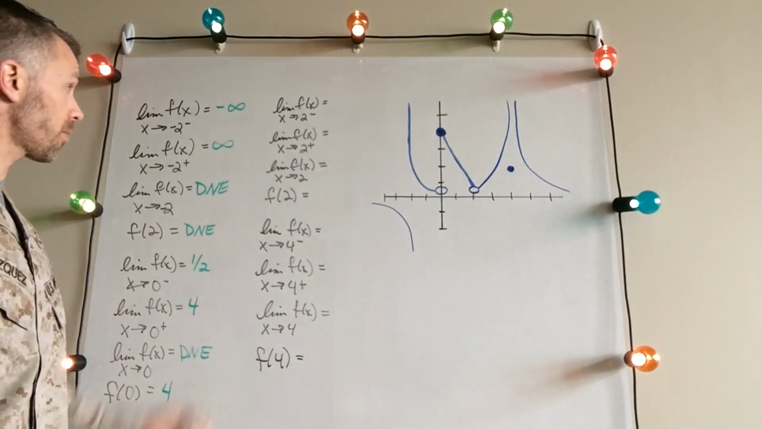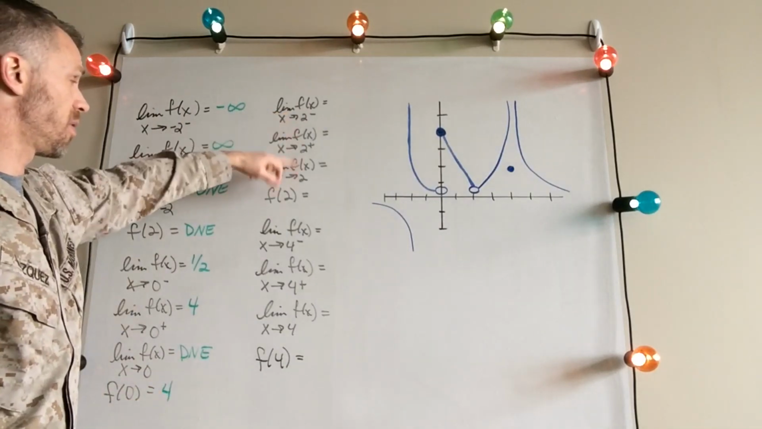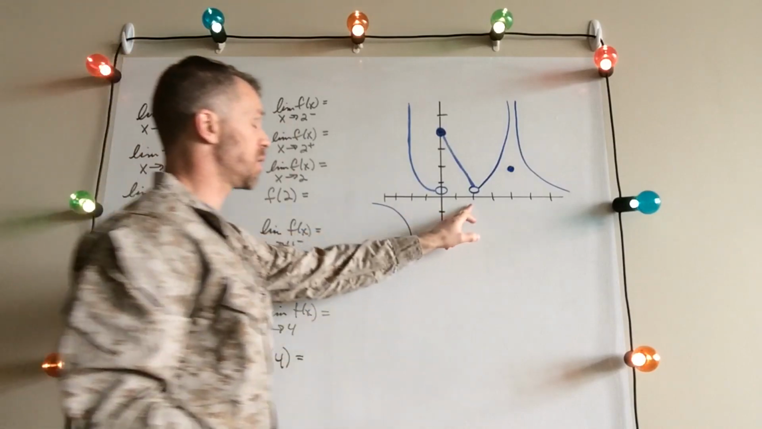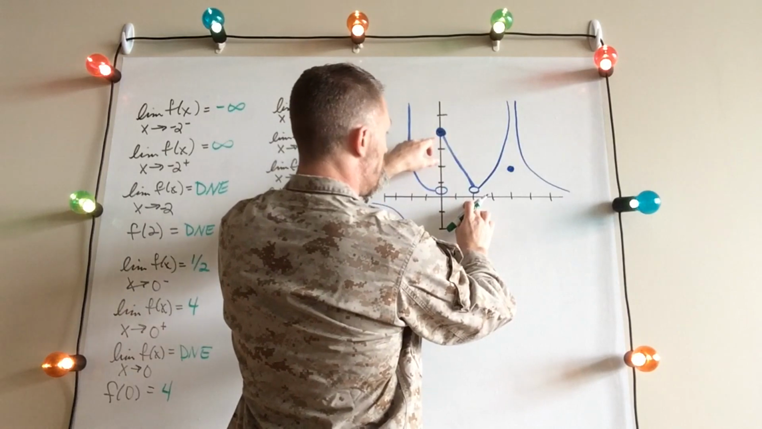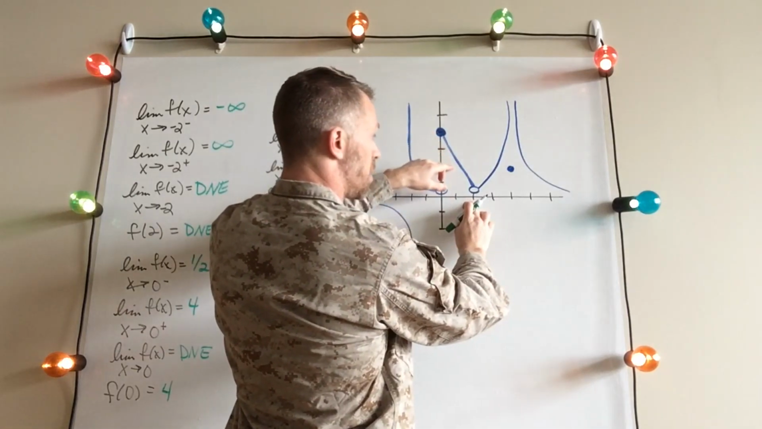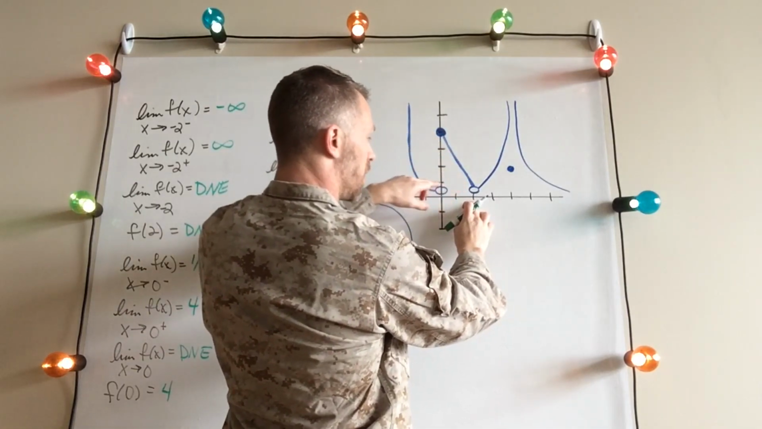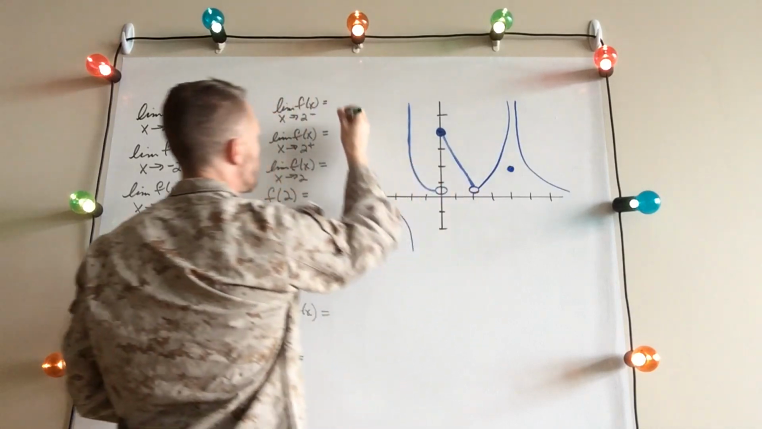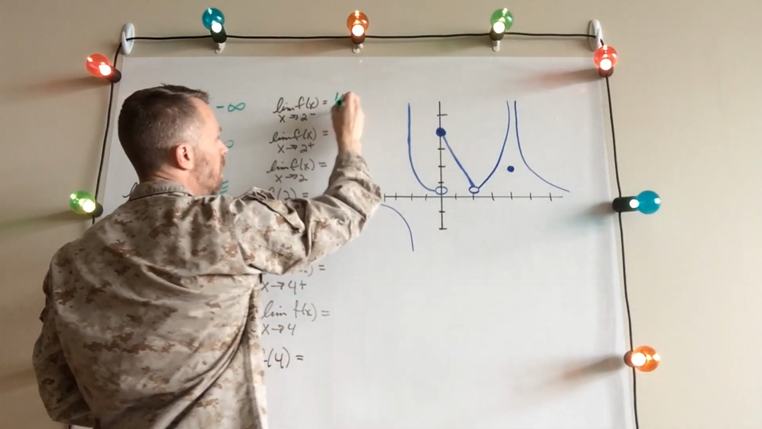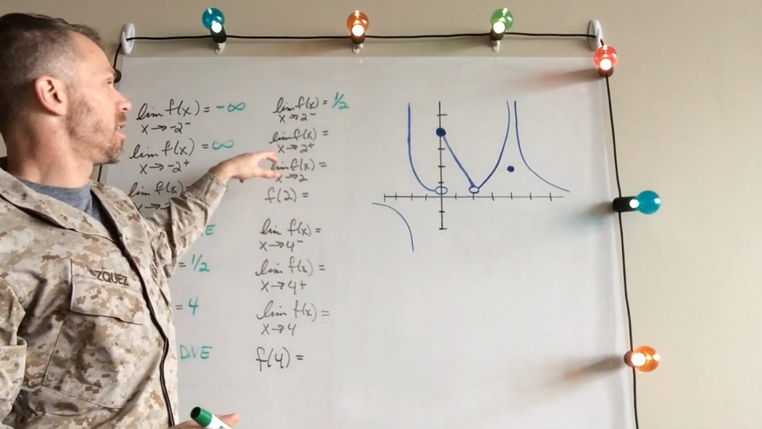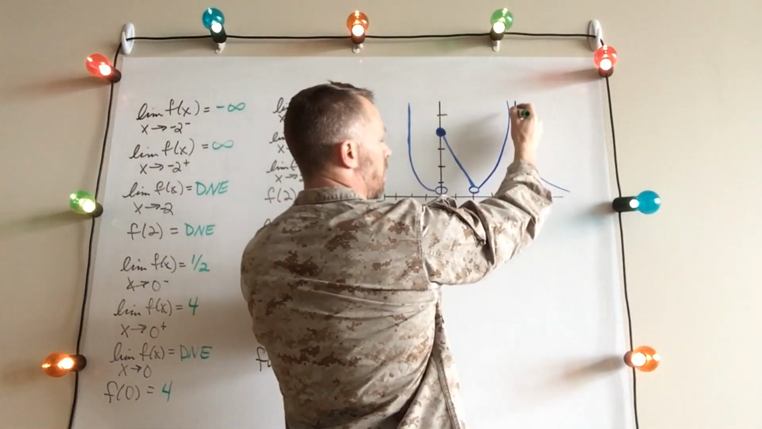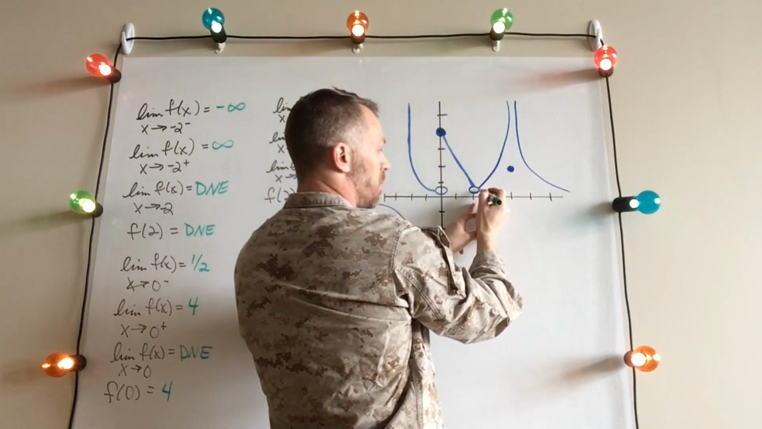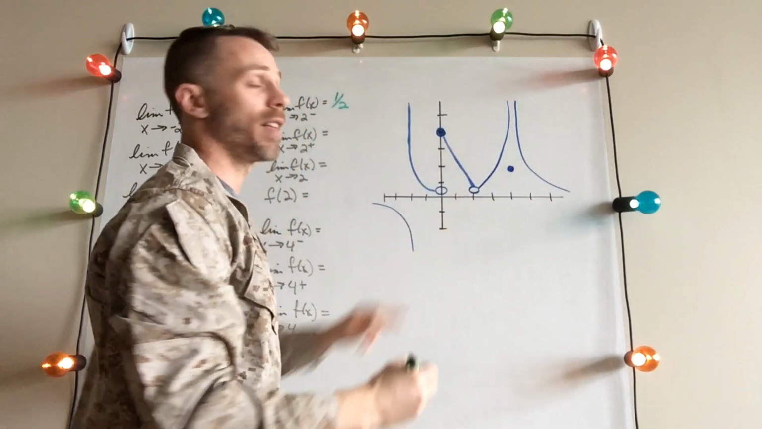Let's move over to 2. Here's 2. We want the limit of f of x as x goes to 2 from the left. As we go really close to x equaling 2 from the left, we're getting really close to that y value of positive 1/2. Let's take a look at the limit of the function as x goes to 2 from the right. As we get really close to x equaling 2 from the right, we're again getting really close to that y value of 1/2.